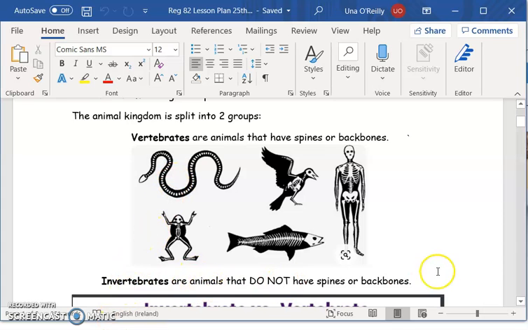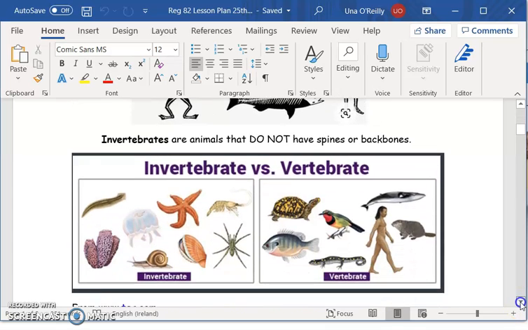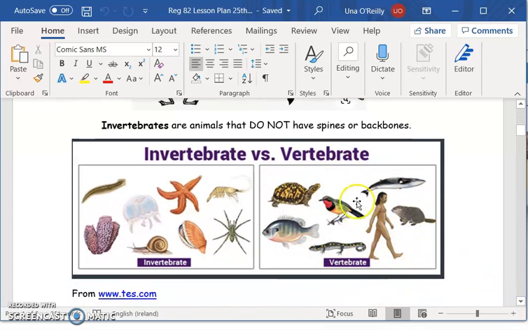Invertebrates then are animals that do not have spines or backbones. So I've got a little picture here. Here are vertebrates: humans, a shark, a mammal, a beaver it looks like, a bird, a tortoise, which is a reptile, a fish, and a lizard. I'm not sure exactly what that is, but it's a vertebrate. These guys have no backbone. So you've got a spider, what looks like a shrimp, a starfish, a clam, a snail, a fish, a sponge, and possibly a worm of some kind, but all of these have no backbone.